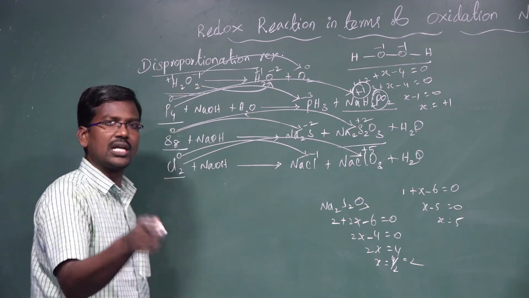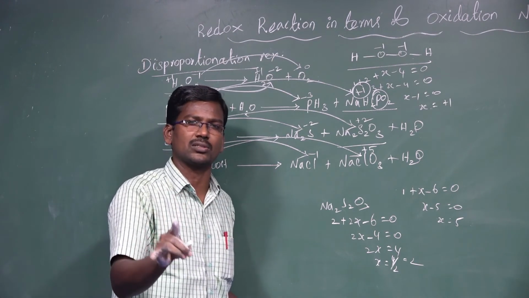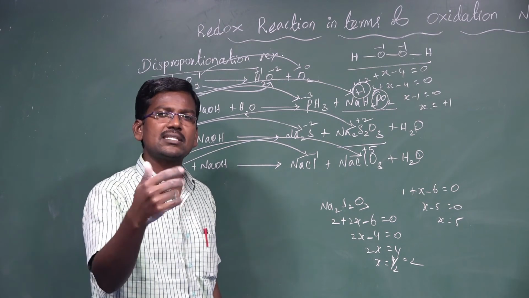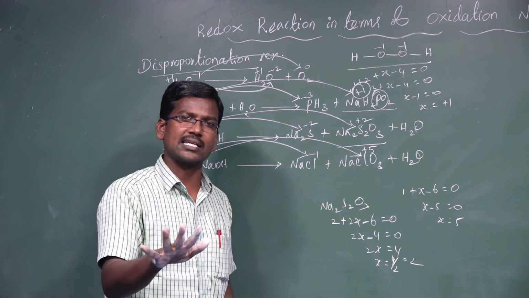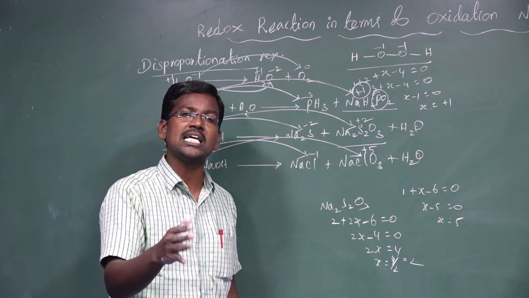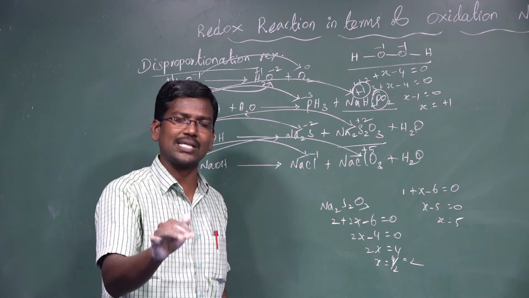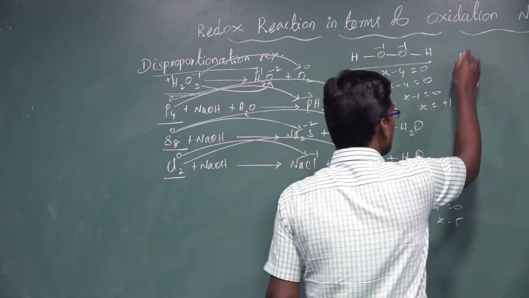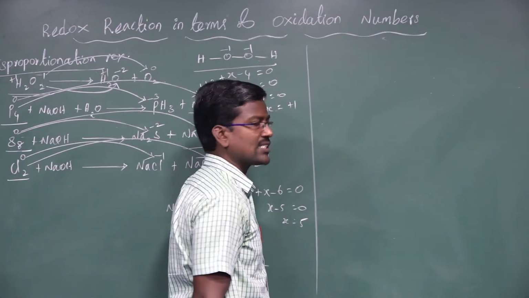Hydrogen peroxide, which contains oxygen, also exhibits both oxidation and reduction. So the same compound which contains the same element exhibits an increase in oxidation number as well as a decrease in oxidation number. Both the oxidation as well as reduction process takes place in the same compound containing the same element, known as disproportionation reactions. Last one, competitive electron transfer reaction.